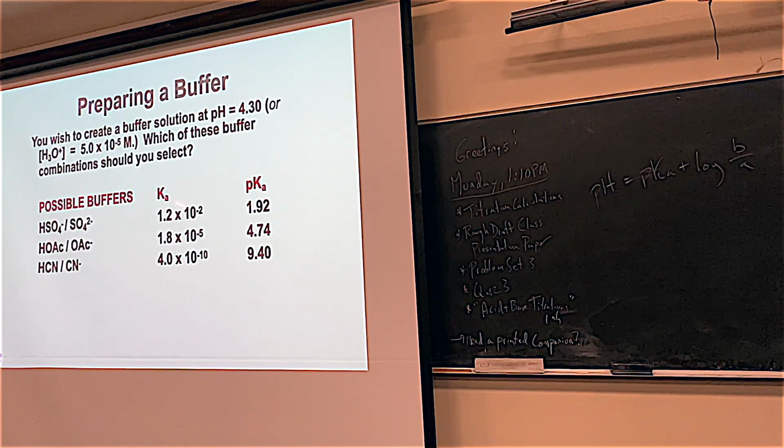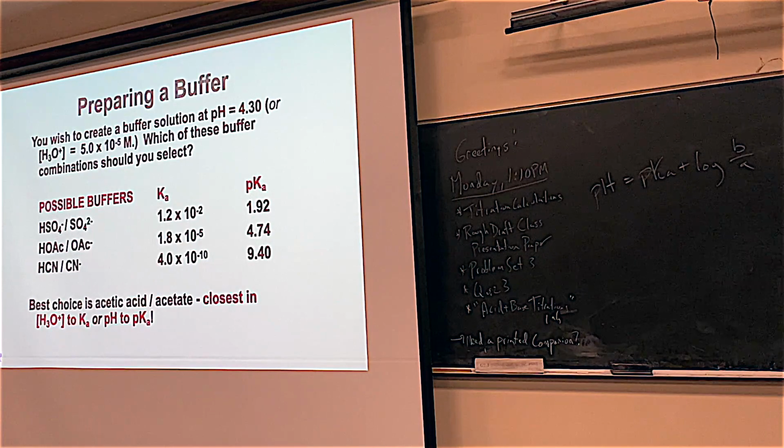So this would be one set of buffer we have, which again is a weak acid and its conjugate base. We also find acetic acid and acetate, and we find hydrocyanic acid and cyanide. And we do a little research, we find these Kas and these pKas, and again, you want to find ideally a pH close to your pKa or a hydronium that's close to your Ka. And so hopefully you can see that definitely the acetic acid acetate would be the right answer here.